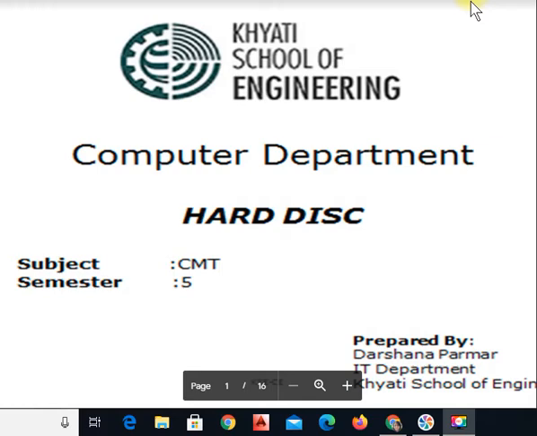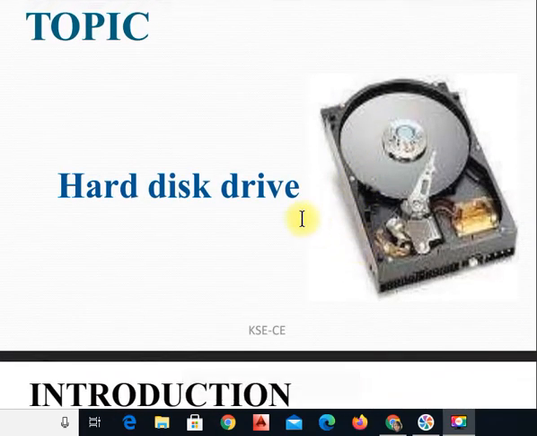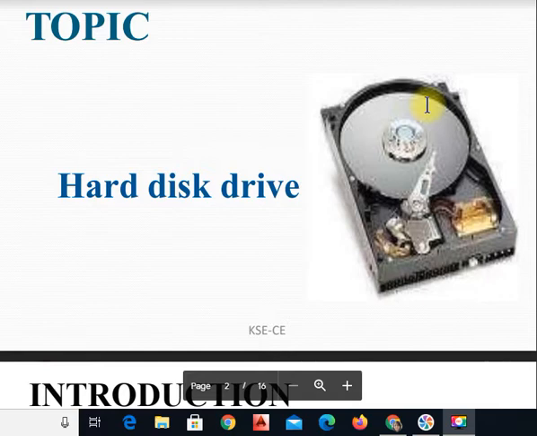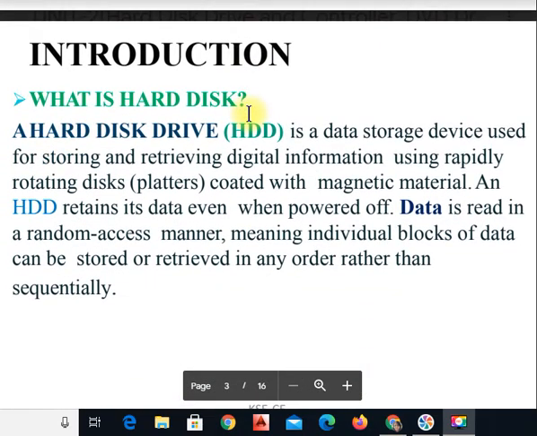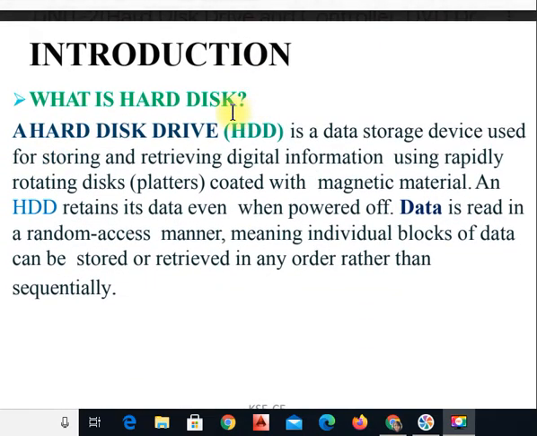In this lecture we discussed the hard disk, its features, and also the structure of the hard disk. This is a physical view of the hard disk, whenever the cover is off. First of all, an introduction to the hard disk.